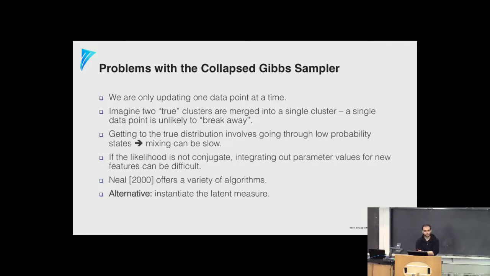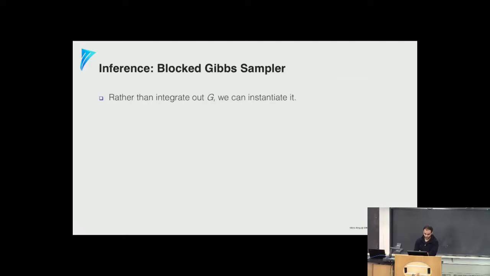An alternative would be, instead of trying to collapse the random measure, to actually instantiate it. We'll instantiate this latent measure and assume that it is given. So here is another inference algorithm, called the block Gibbs sampler. Instead of integrating out G, we'll try to sample it from the Dirichlet process. The problem is that G is infinite dimensional.